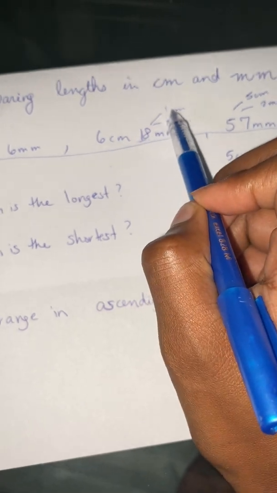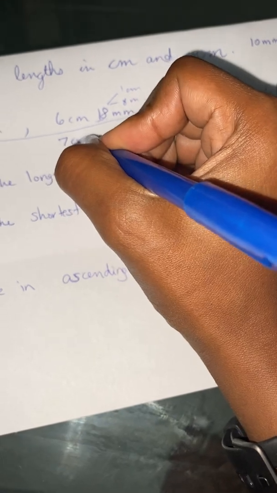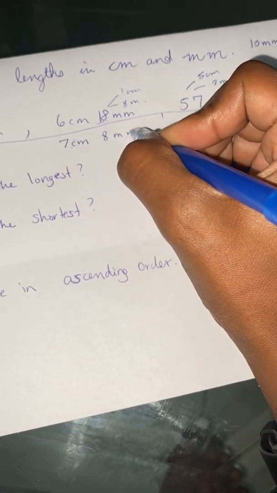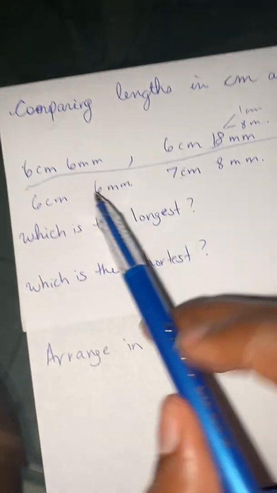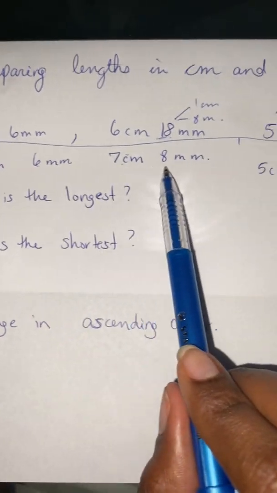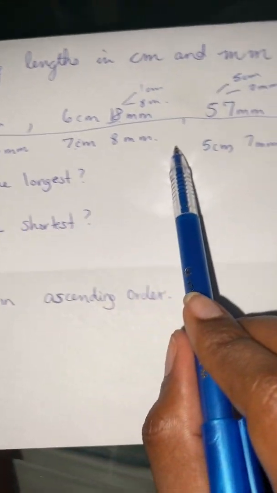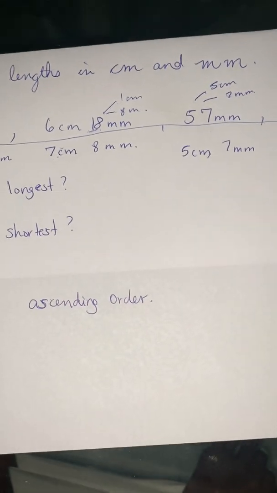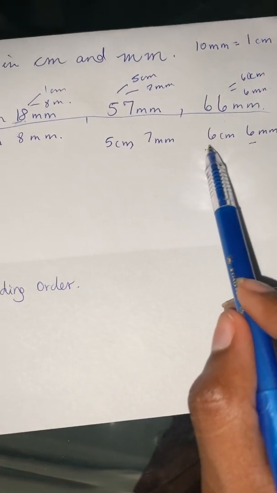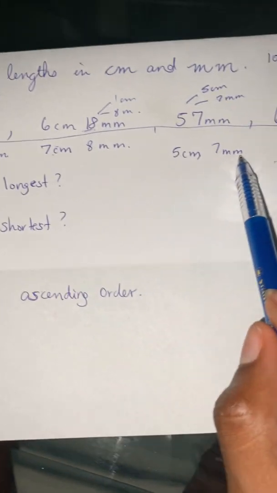Now because this is a centimeter, this needs to go over to the centimeter house. So this is actually 7 centimeter, 8 millimeter. And then this one will remain the same, 6 centimeter, 6 millimeter. Now that they are all converted to centimeters and millimeters, it is easier for me to take a look at it and see which one's bigger, which one's smaller, how to arrange it in order. So you can definitely convert all of them to the same units, and then you can go ahead and compare.